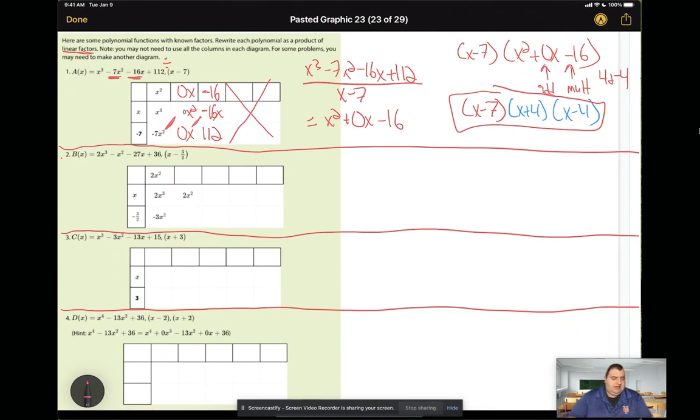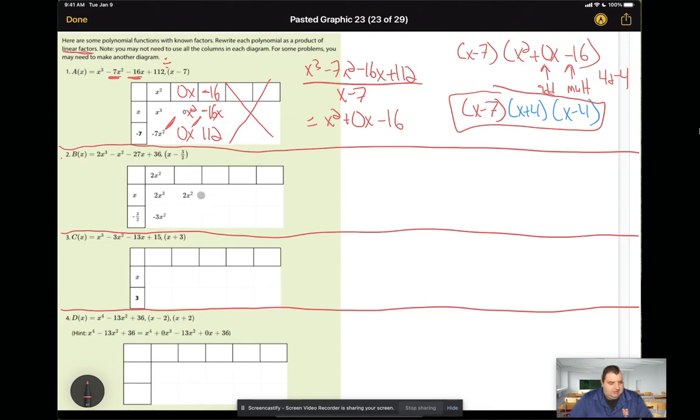So let's look at number 2 now. So now I'm going to divide 2x cubed minus x squared minus 27x plus 36 by x minus 3 halves. Okay, so you can see they already did the first column for us. So x times 2x squared is 2x cubed. Negative 3 halves times 2x squared is going to be negative 3x squared.